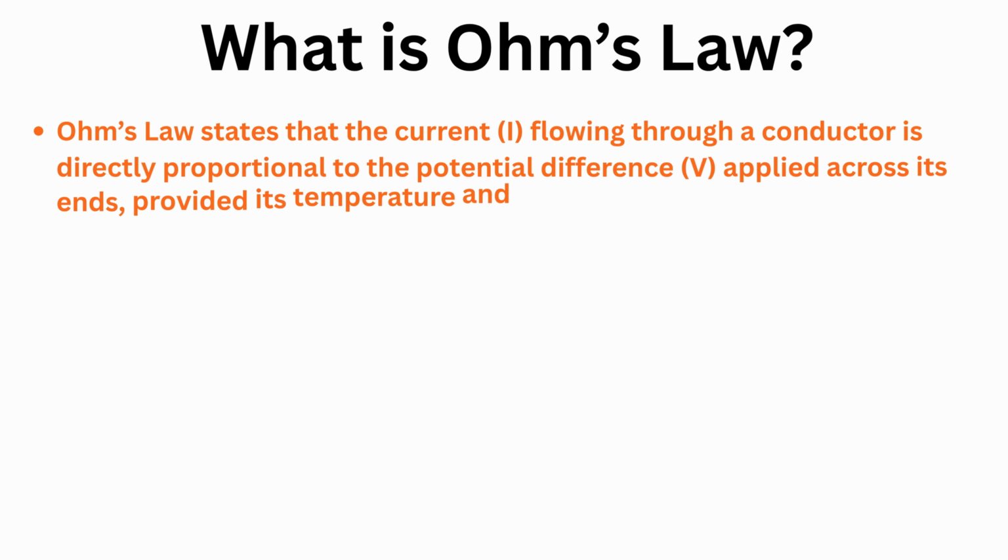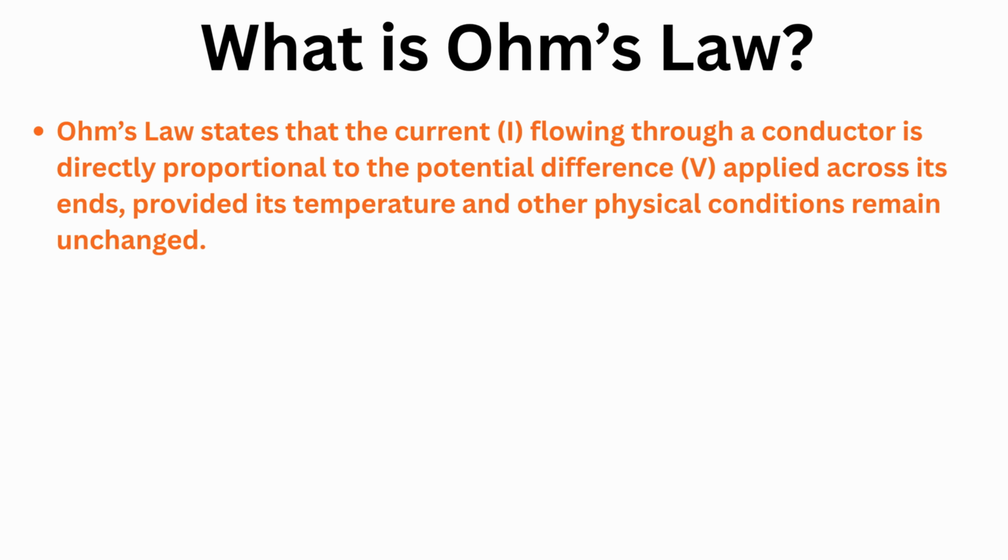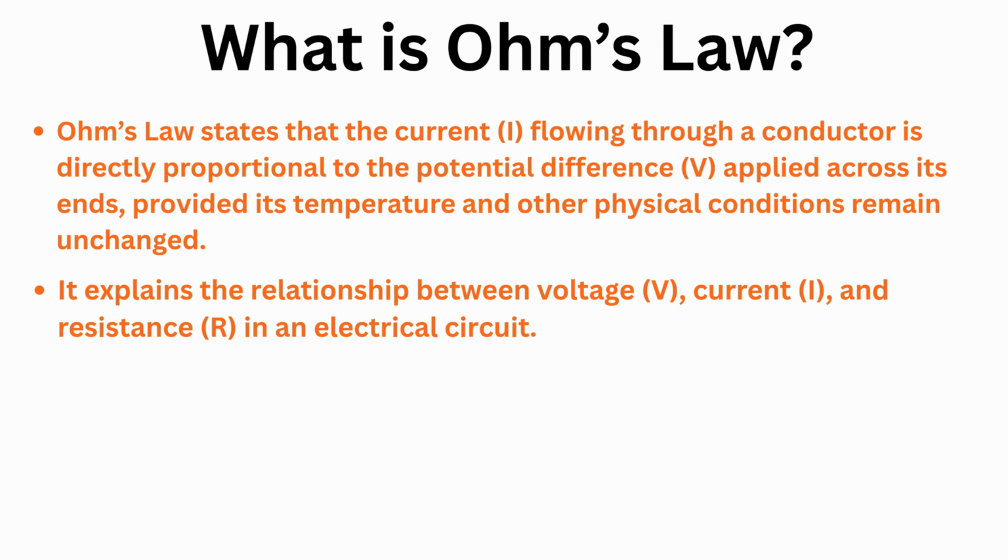It states that the current flowing through a conductor is directly proportional to the voltage applied across it, provided the temperature and the other physical conditions remain unchanged. So temperature and physical conditions should be constant. It explains the relationship between voltage, current, and resistance. In simple words, if you increase the voltage, the current increases. And if you decrease the voltage, the current decreases. But this flow is controlled by resistance. If resistance is high, current decreases. And if resistance is low, current increases.